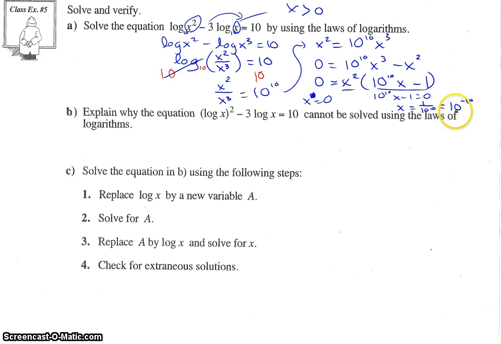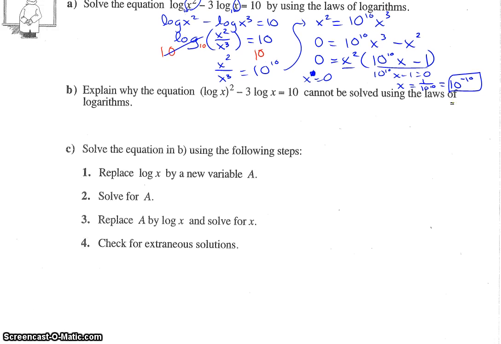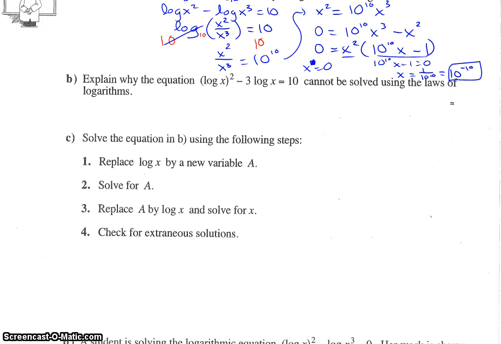Okay, now, is 10 to the negative 10 greater than 0? Yes, it is. Because think of it as 1 over 10 to the 10. It's close to 0, but it's not smaller than 0. So there we go, that's our answer. Okay, now, solve the equation in B.